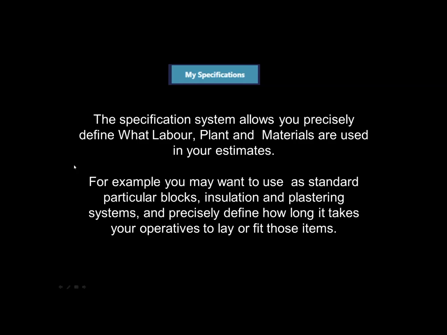Now, what the specification system allows you to do is to precisely define what labor, plant, and materials are used in your estimates. For example, you may want to use as standard a particular block. You might like Celcon, you might like Thermalite. You can actually tell the software which product you want to use. You can also define useful things such as insulation and your plastering system that you want. So again, the software is precisely working in the way that you want to work, or in the way that the drawings are specified.